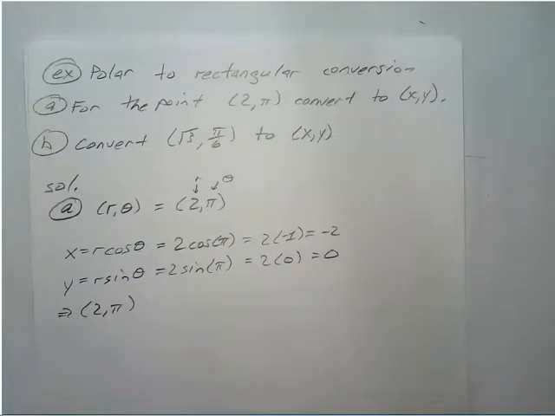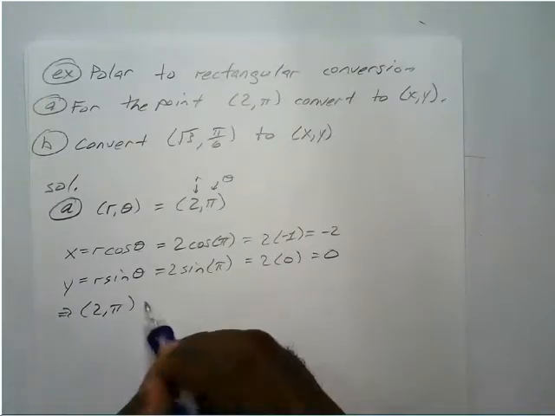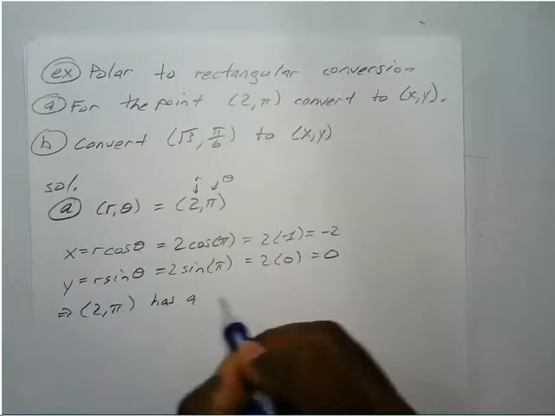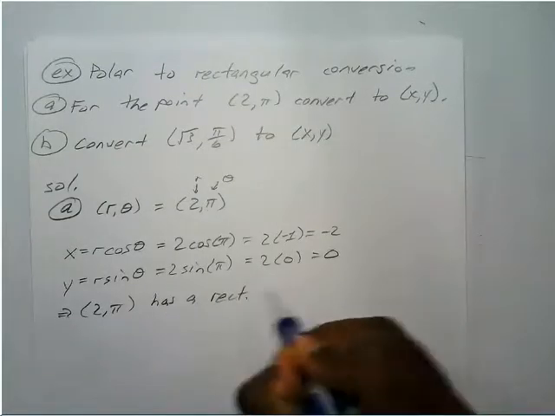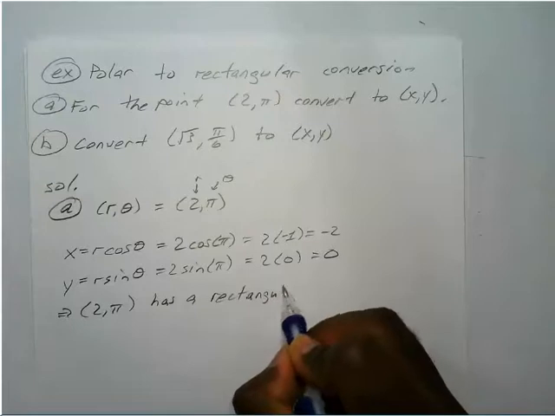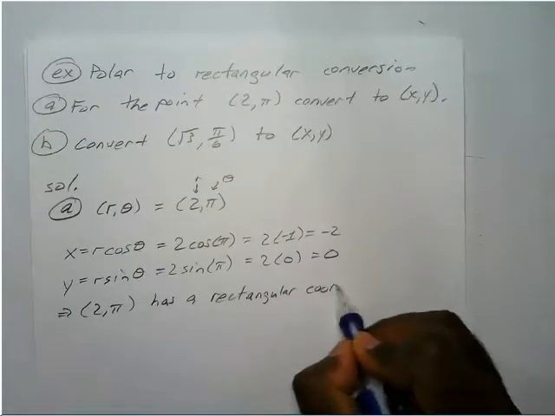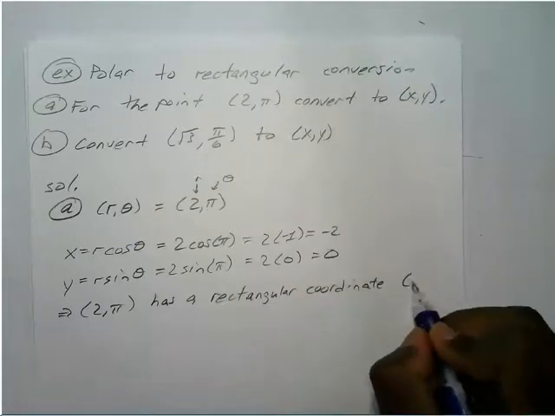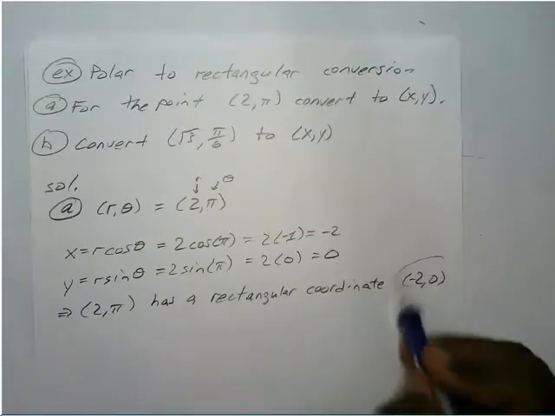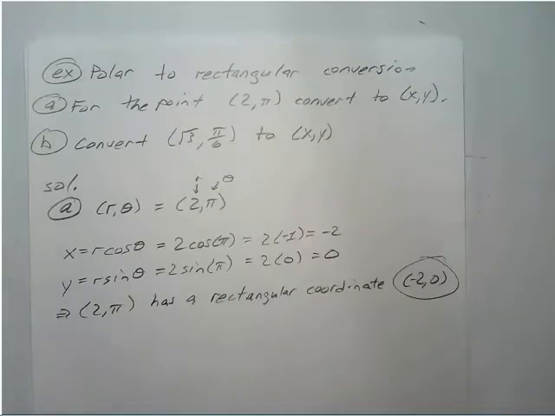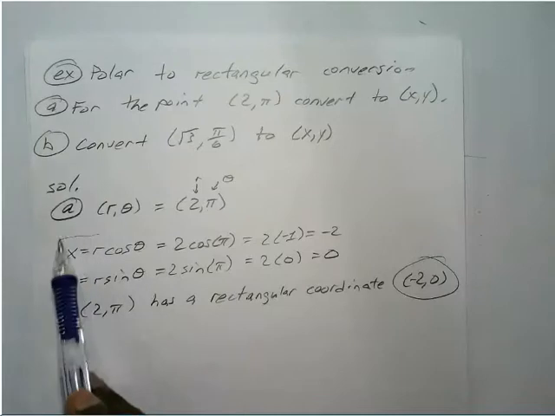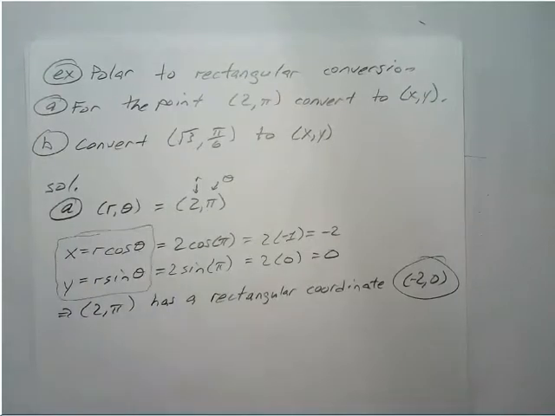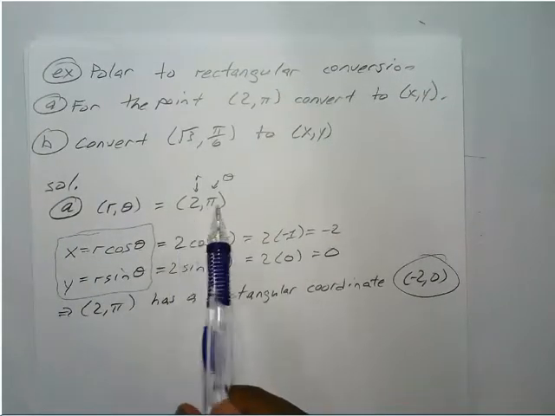So that means that our polar coordinate (2, pi) has a rectangular coordinate of (-2, 0). Okay, so that's all you do. You pick your rectangular coordinates there, and you plug in your r and your theta.